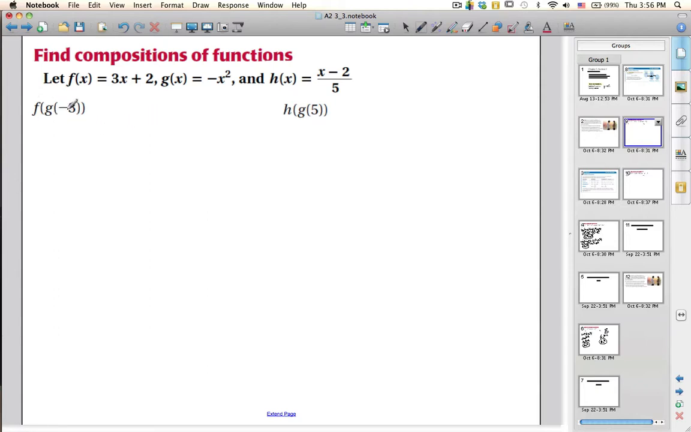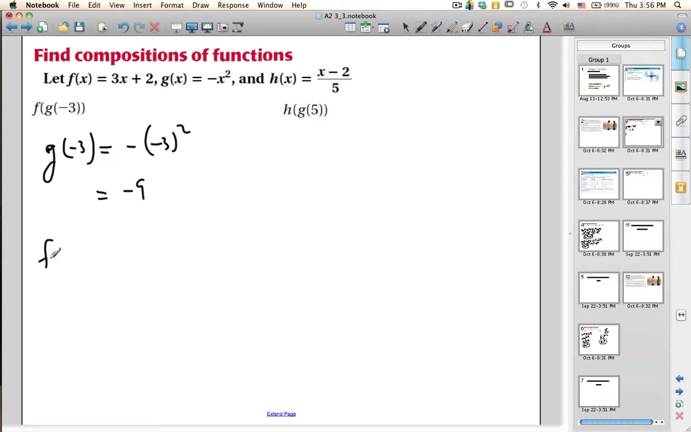So I have f of g of negative 3. So what this tells me is I'm going to take negative 3 and I'm going to plug it into the g function. And then I'm going to take that result and put it into the f function. So let me take the g function. So I'm going to do g of negative 3, which would be equal to the opposite of negative 3 squared. So negative 3 squared is 9 times negative 1 is negative 9.